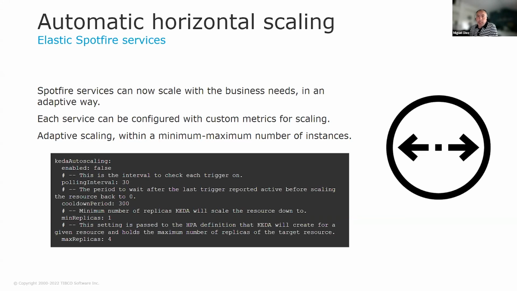Using the Cloud Deployment Kit for TIBCO Spotfire and Cloud Native Standard components, it is now possible to provide automatic horizontal scaling for all the services. Each service can be configured on its own with custom metrics and its own triggers for scaling. This means that our customers can maximize resource utilization while controlling costs.